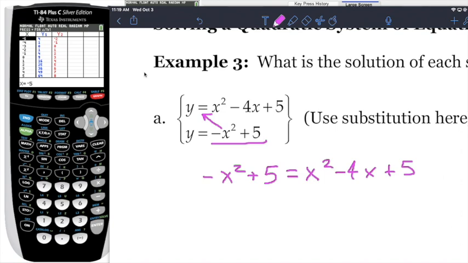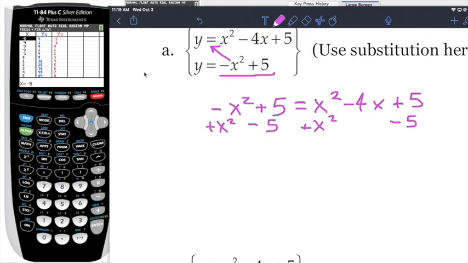You want to set everything, usually, equal to 0. So we're going to add x squared to the other side. Remember, x squared is usually a lot nicer to us if we get it to be positive. So I get a positive 2x squared minus 4x, and everything else should cancel. Actually, the 5's cancel on the right side, so that's kind of nice. And then equals 0.